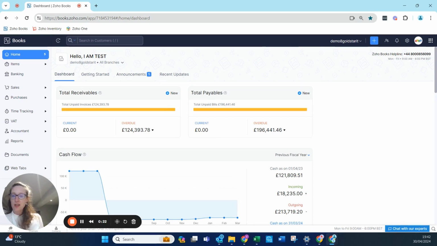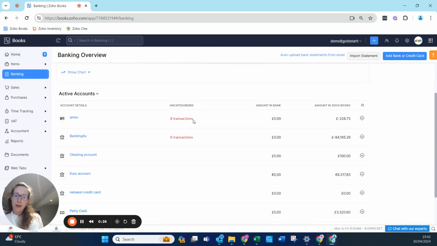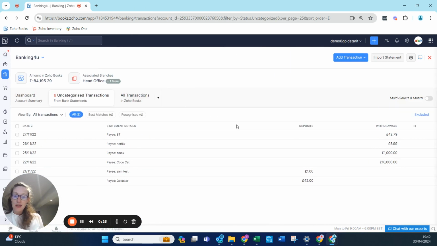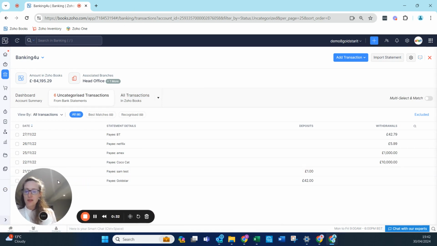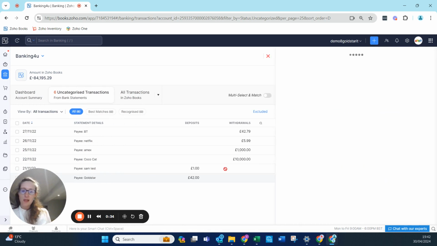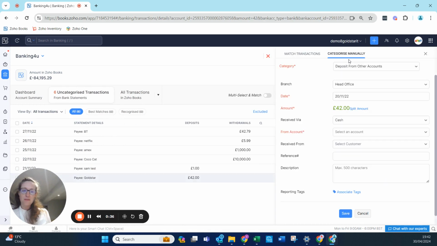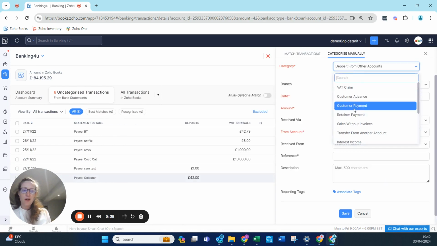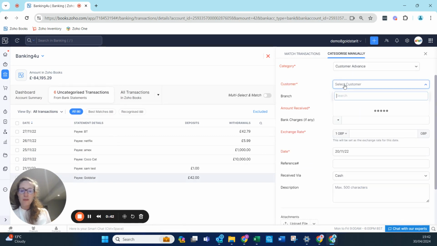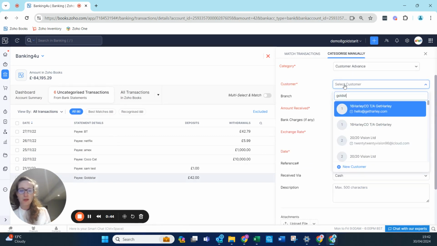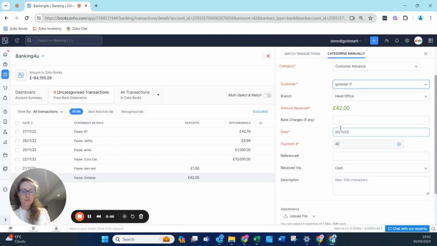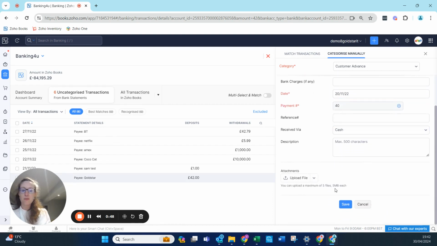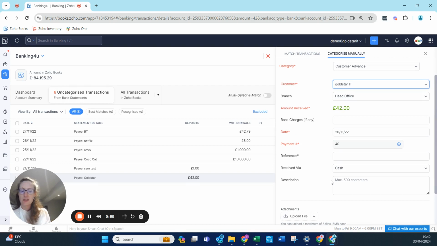So we have to find the transaction originally at the bank, and we can see here that we've got one called Gold Star, and this payment was received on the 20th of November. We click this here, we can go to categorise manually, and we find the customer advance category. From here we can select the customer, so we know that it was Gold Star, and it's going to say there are no more invoices, we're just adding this as a customer advance.